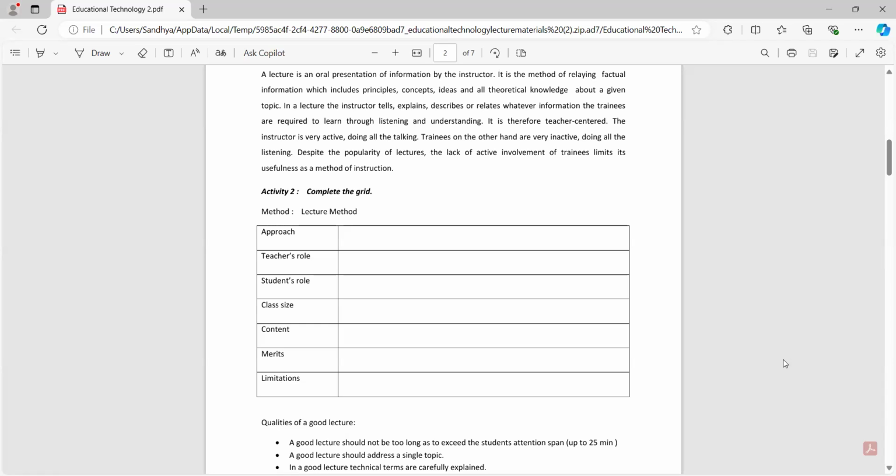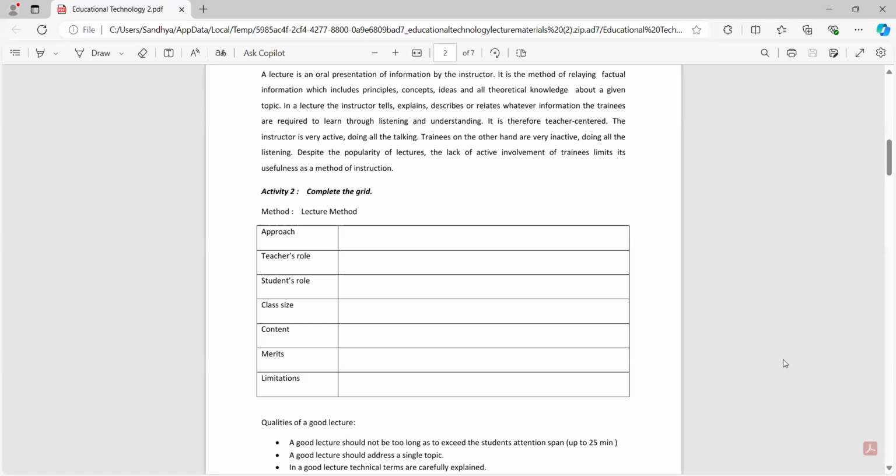Class size. The lecture method can be used with large classes, or the class has to be a limited number of students. Very obvious. Even a large class can be handled. So when you have a large class, you have no option.